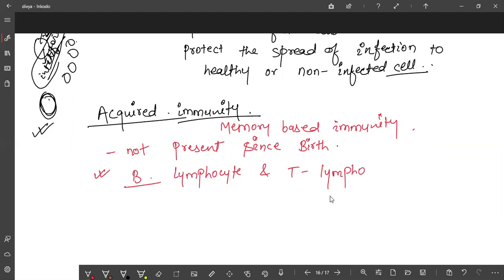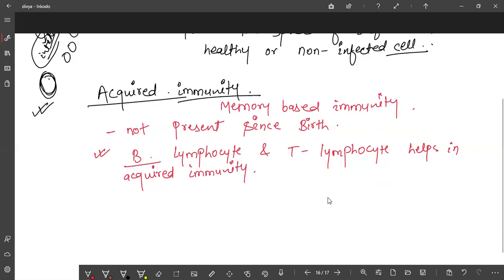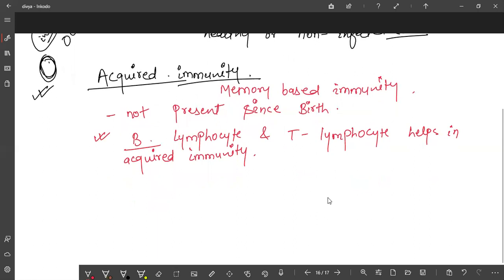Do you have any idea about B lymphocyte and T lymphocyte? I know the B lymphocyte produces proteins, something like that. Yes, but what type of proteins? The nature of antibodies is proteinaceous, but we will not say that it produces protein. It will produce what? Antibody.